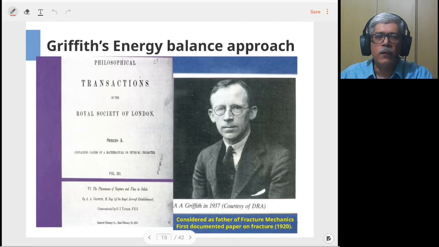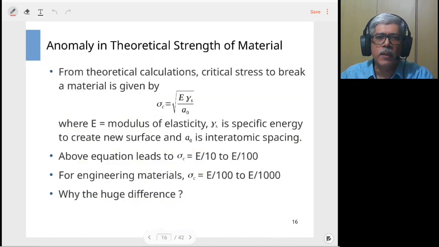Before we go into details of LEFM, let's first understand the basic work done in fracture mechanics, which was done somewhere in the 1920s by Griffith. His approach considered energy: whenever you apply load on a body which has a crack, when the crack propagates, the work done by the external forces gets converted into energy which is utilized for propagation of the crack.